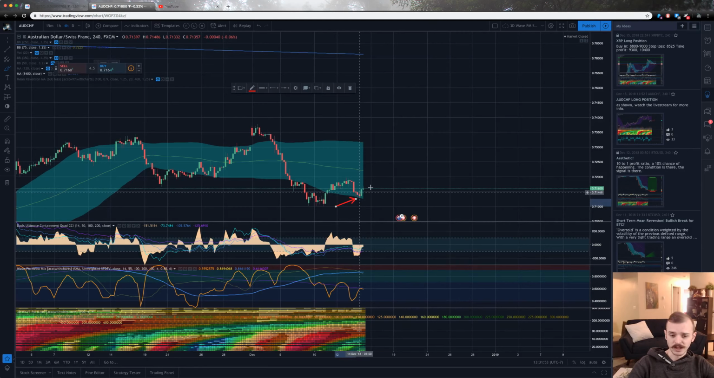And with that same logic, we would not expect price to run up over the top edge of the band. And I'm happy to say that these tools are going to be available within the next few days for individual use.